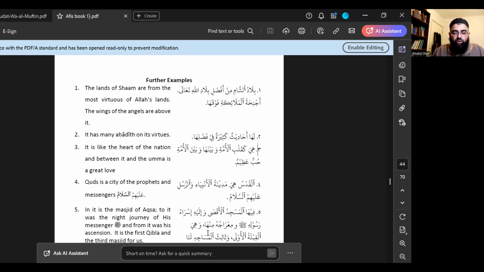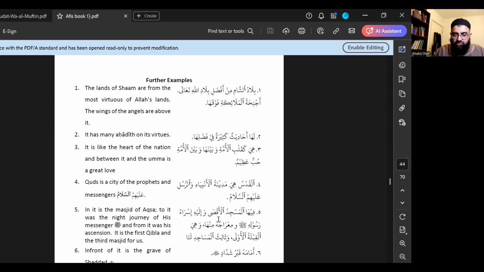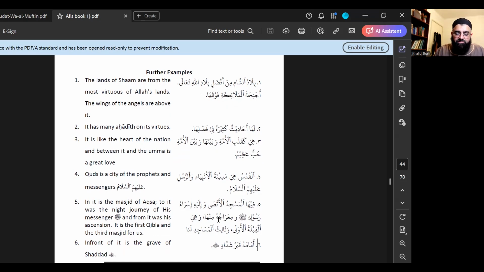وَهِيَ الْقِبْلَةُ الْأُولَى. And it is the first qibla. For this nation, it was our first qibla, before the qibla was changed to Masjid al-Haram, back to the qibla of Ibrahim alayhi salam. وَالثَّالِثُ الْمَسَاجِدِ لَنَا. And it is the third masjid for us, the third of the masajid, in terms of rank and status. Right, it's the third one.